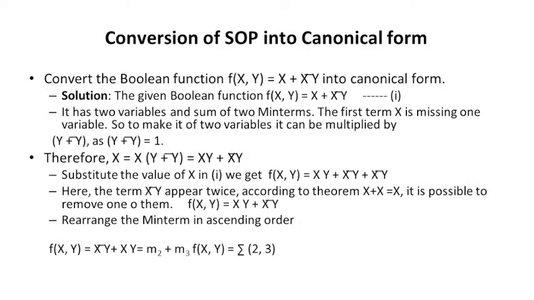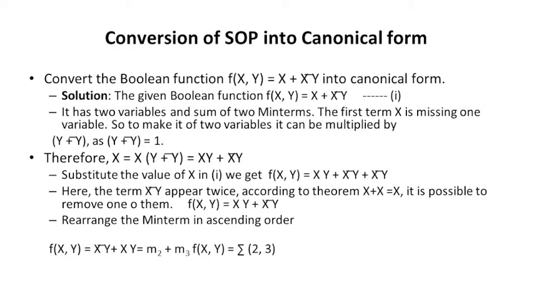The conversion of SOP into canonical form. How can we convert the Boolean function f of x, y equals x plus x bar y into canonical form? So how can we do this? First we have to see the given expression and see how many variables are there. There are two variables, x and y. So we have to see the missing variables.